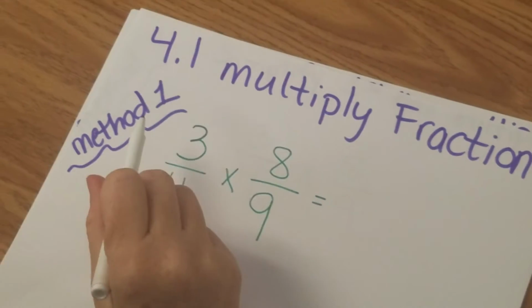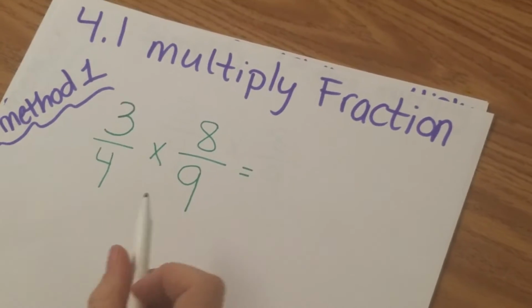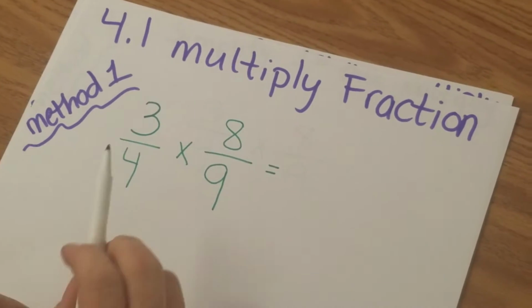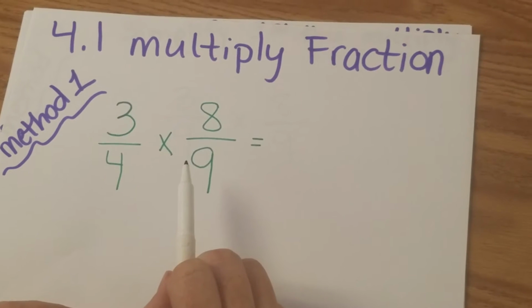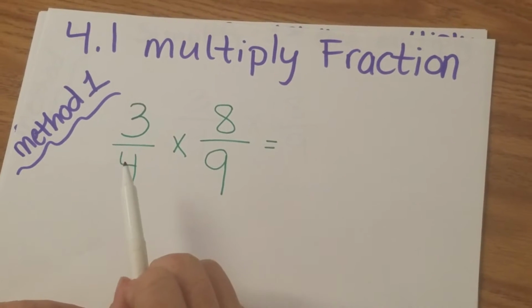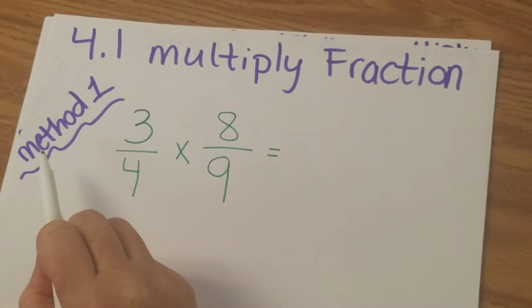We're going to be looking at 4.1, multiplying fractions. Now in class yesterday we talked about the pictorial representation and then just how we multiply across, but I realized in the homework we didn't cover method 2, but we'll go over method 1 one more time.